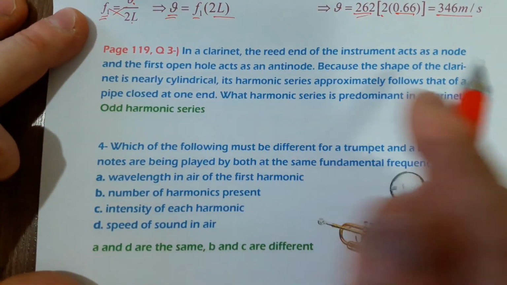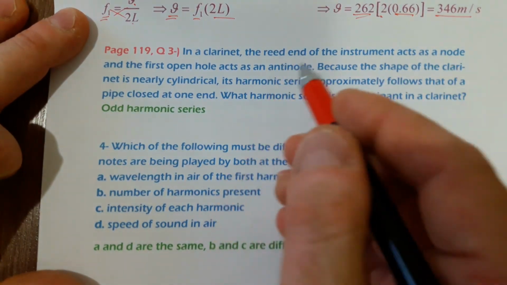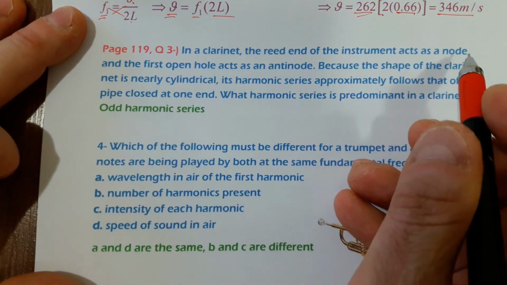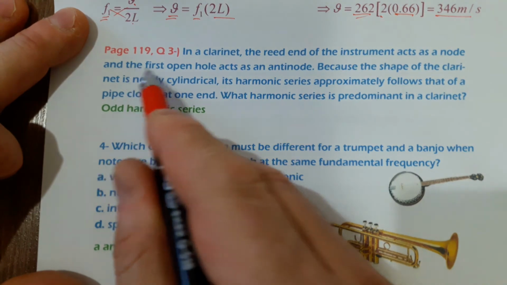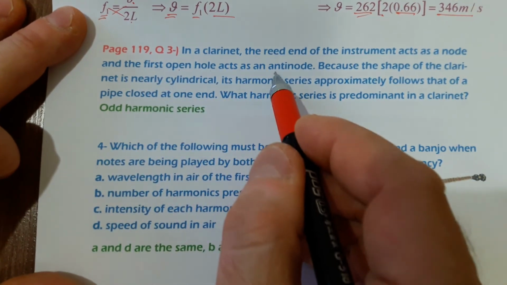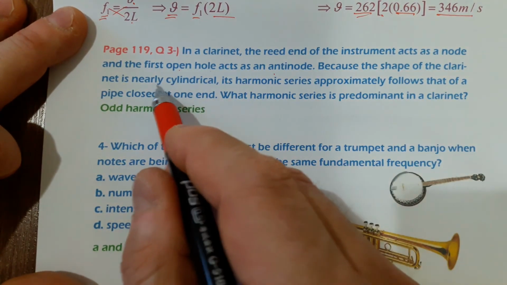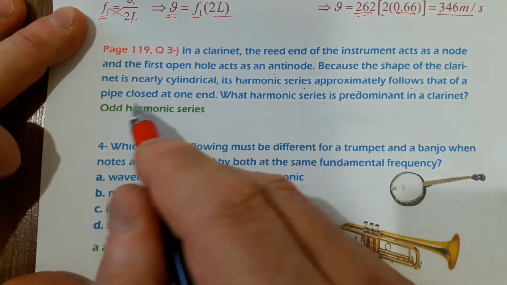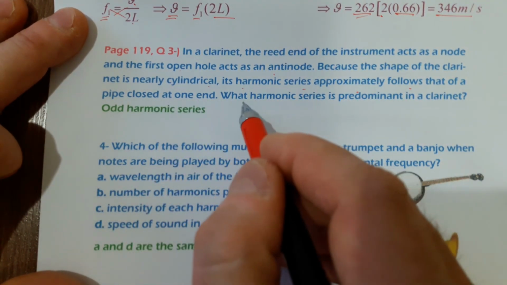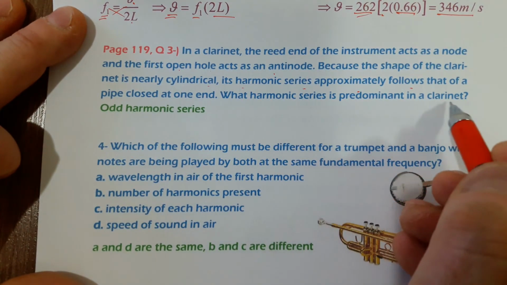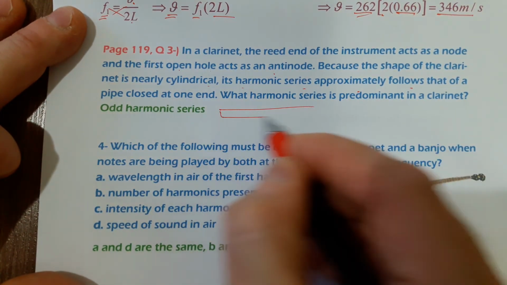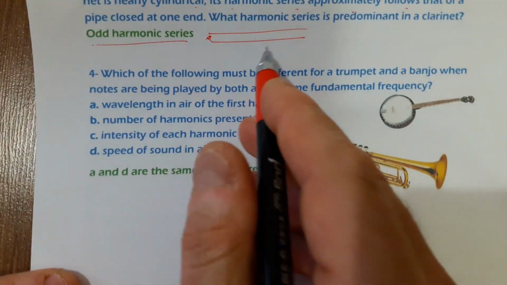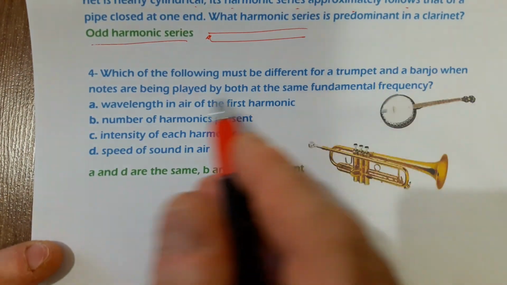In a clarinet, the reed end of the instrument acts as a node, because by using your lips you close one end of the clarinet, so it is closed at one end. The first open hole acts as an antinode. Because the shape of the clarinet is nearly cylindrical, its harmonic series approximately follows that of a pipe closed at one end. What harmonic series is predominant in the clarinet? Because it's closed at one end, only odd harmonics are present: 1, 3, 5, 7, 9, 11.